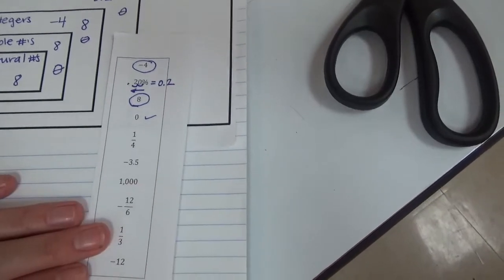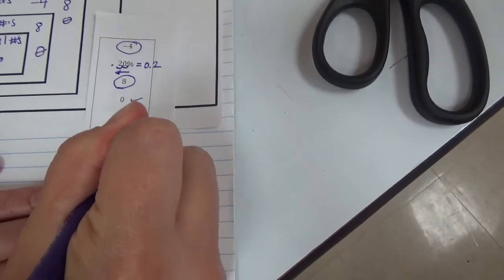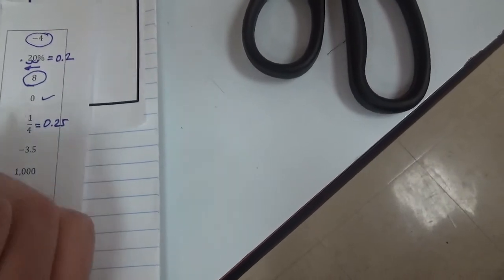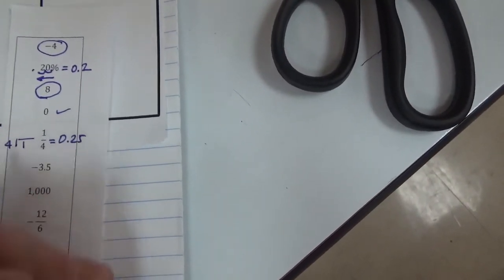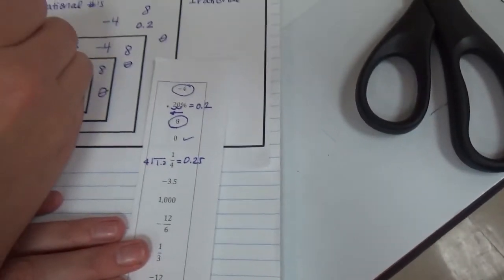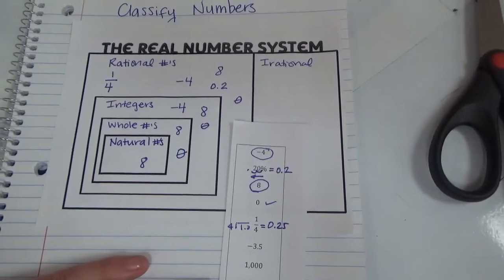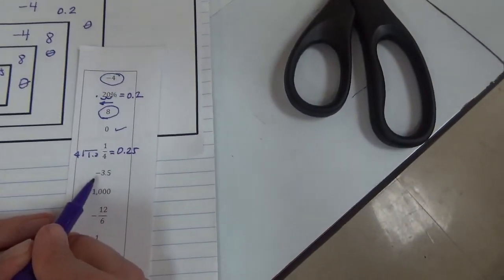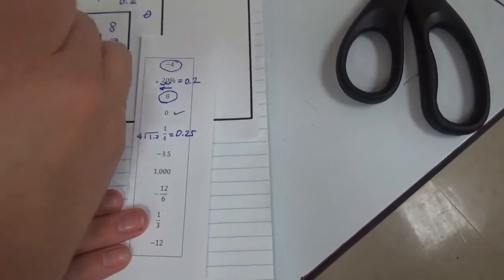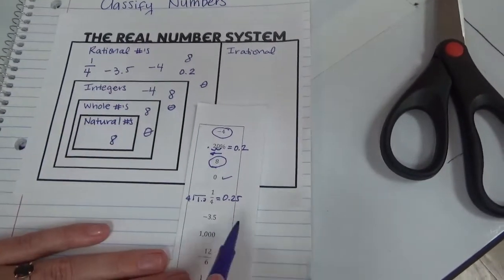1/4 in decimal form would be 0.25. That's one that you really should memorize. If you forgot though, you can always go top in, bottom out: 1 divided by 4. And 0.25 is going to need to be in the rational number category. So 1/4 would be a rational number. Here I have -3.5. And it goes in the rational numbers because of that decimal point. If there's a decimal, you know it belongs in rational numbers.